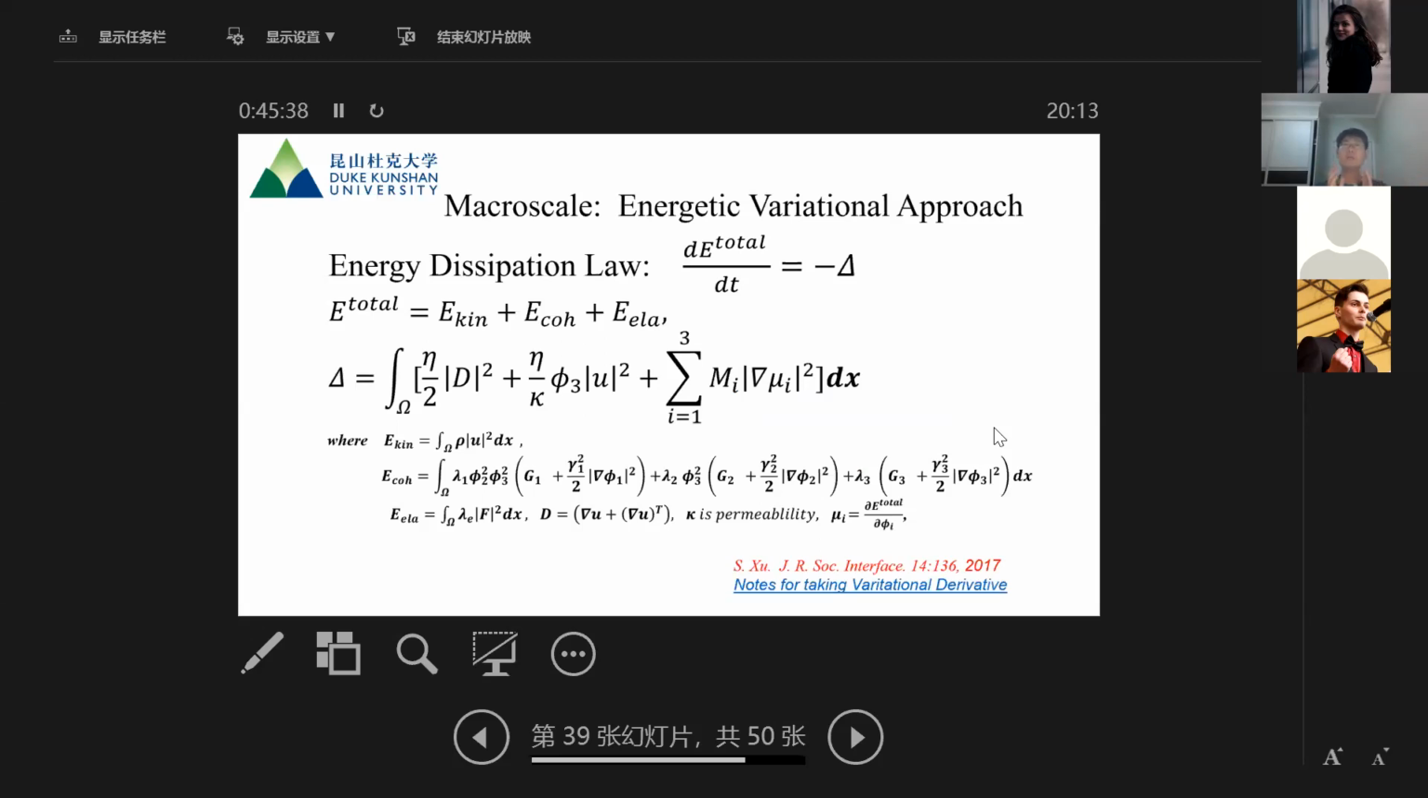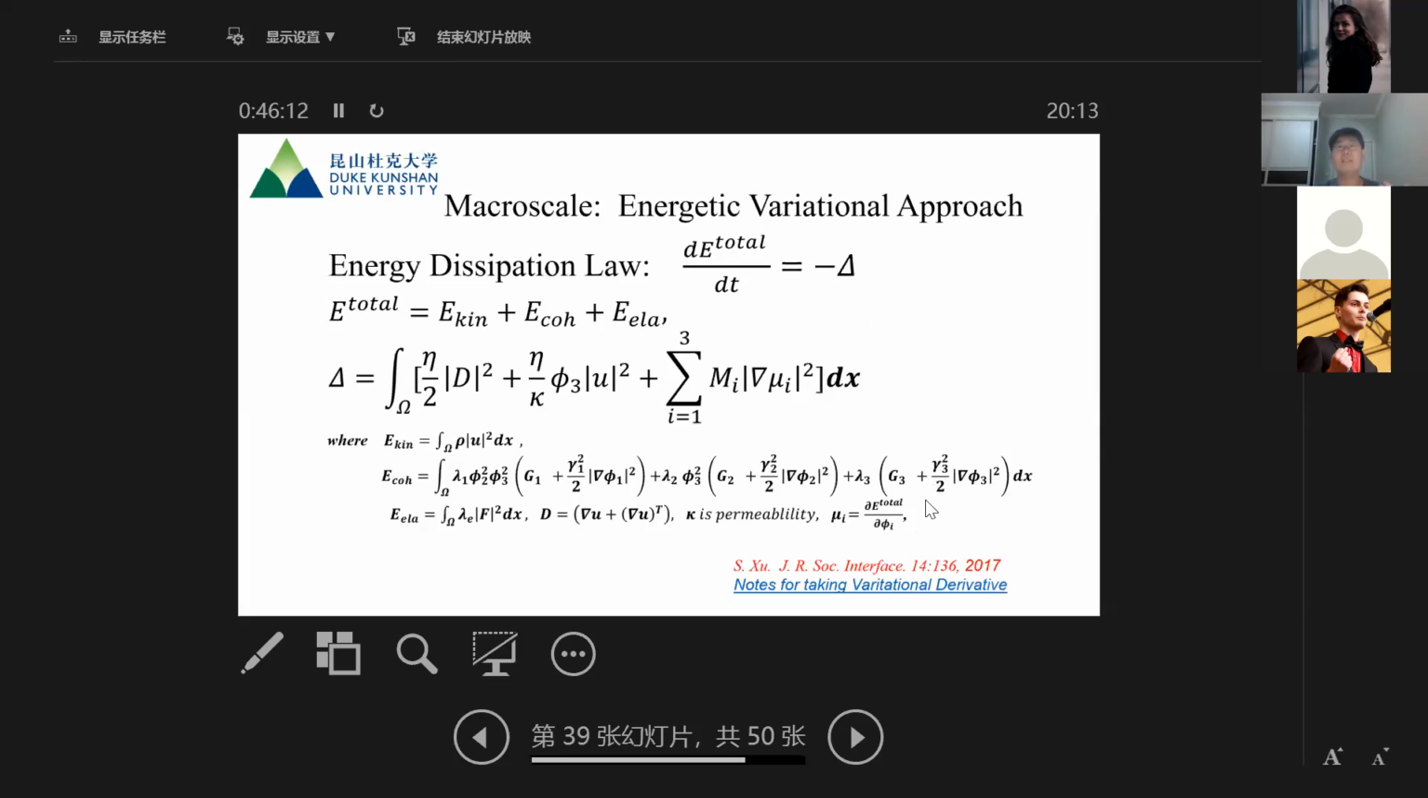So the whole concept of the energetic variational method is that I define my system by the whole energy in the system, okay? And then I define how much dissipation, or how much energy, is lost from the system. It's called dissipation, okay? Then the changing rate of the total energy equals how fast I lose energy from this system. So this is called the energy dissipation law, okay? Now I just need to define my energy in the system.